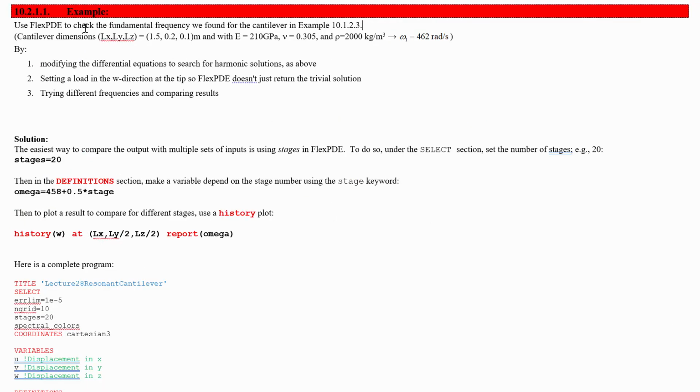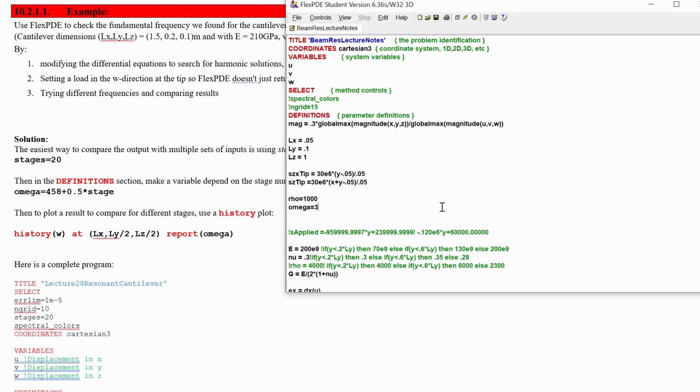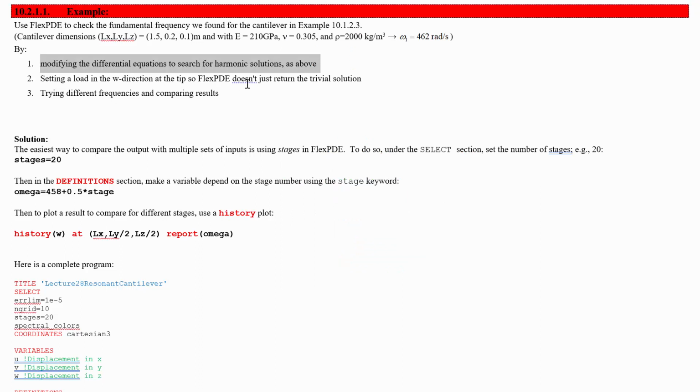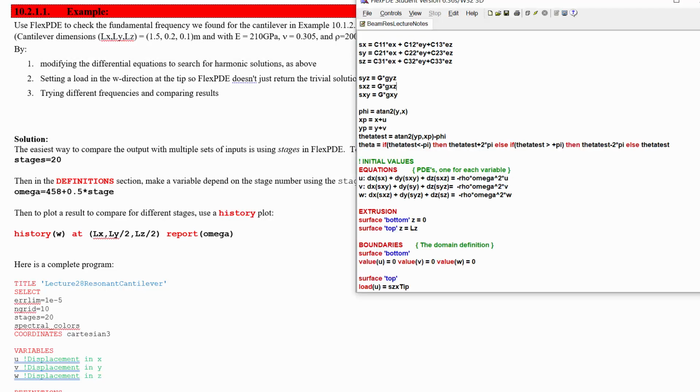Let's use this approach and see if we can get the fundamental frequency for this cantilever we found analytically earlier, this cantilever in example 10.123, using this FlexPDE approach. What we're going to do is modify the differential equations to search for harmonic solutions like above. We already did that, and then set a load in the W direction at the tip so that Flex doesn't just return the trivial solution, and try different frequencies and compare the results.